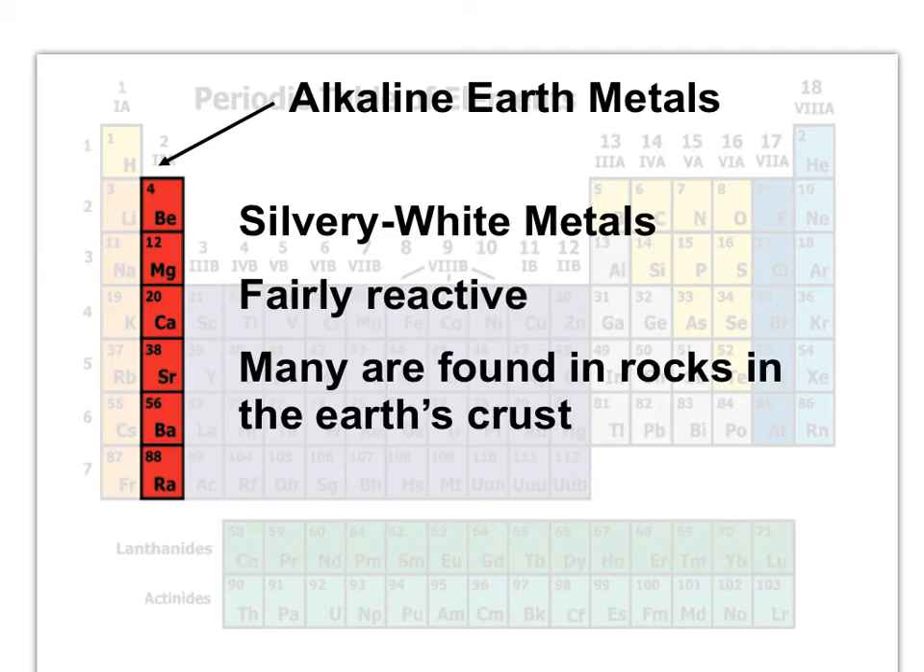So here's our second family we're talking about, group 2, the alkaline earth metals. So these are all very similar in appearance, and they're fairly reactive. Not as reactive as the first group, the alkali metals, but most of them will react with water and the air. And we call them the alkaline earth metals because, well, they're found in many rocks here on Earth's crust.